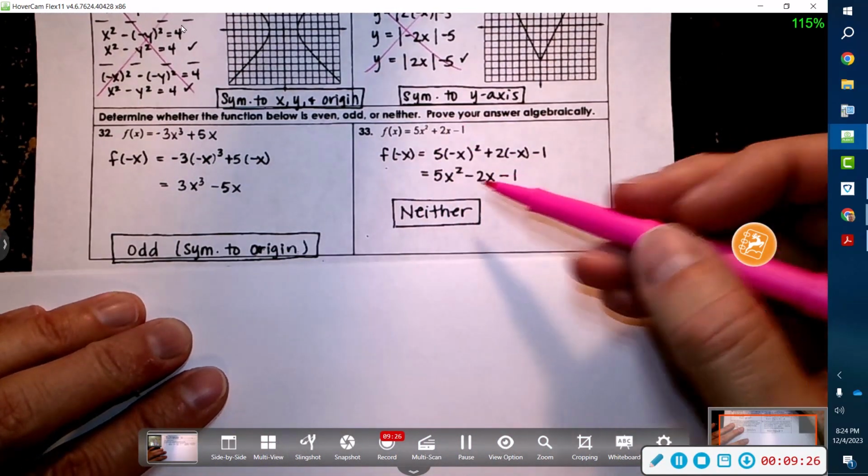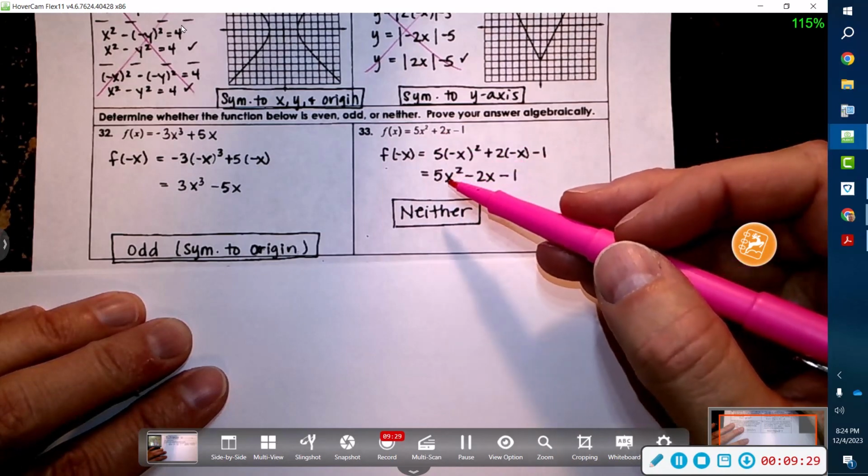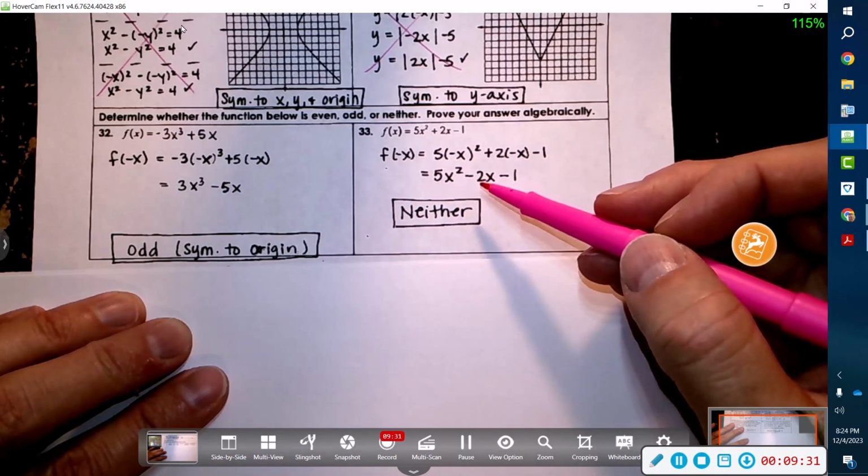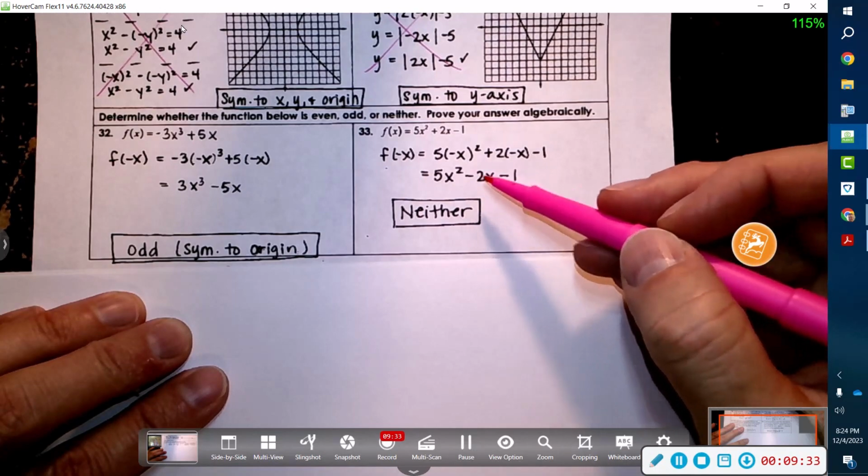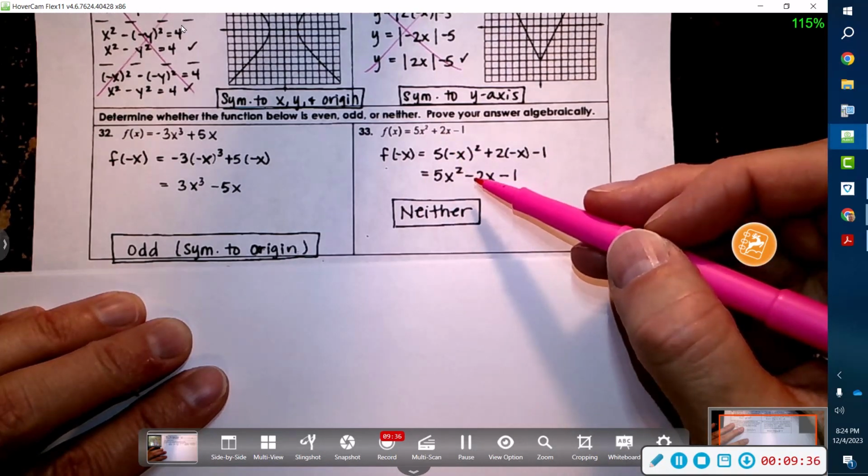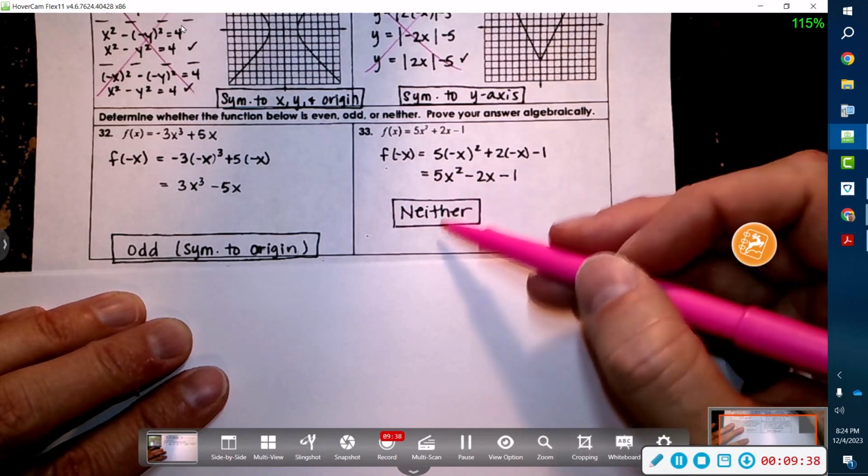So neither, let's see, negative x, looks like this guy stayed the same. This guy changed. This guy stayed the same. So this guy, because he changed from a positive to a negative, and these guys stayed the same, this guy's a neither. Okay.